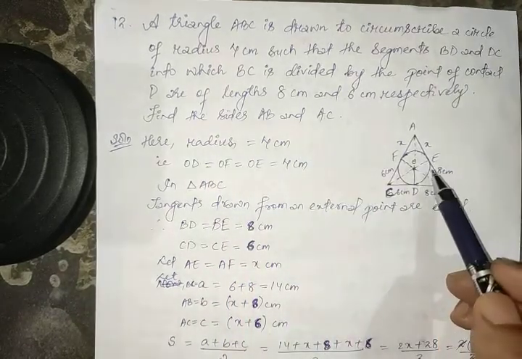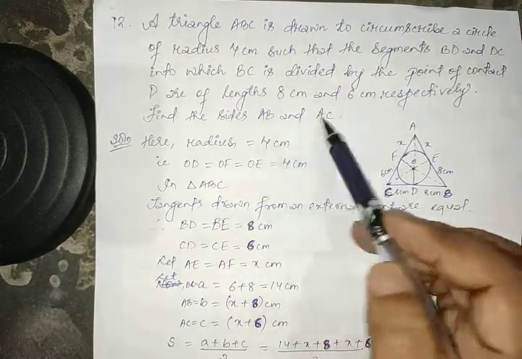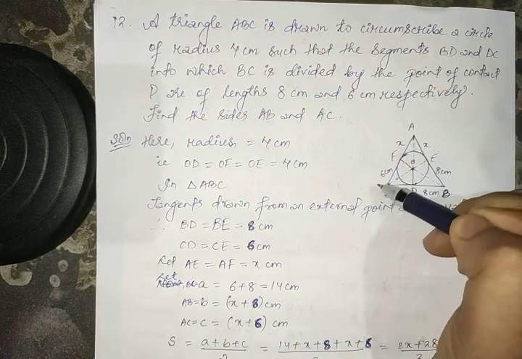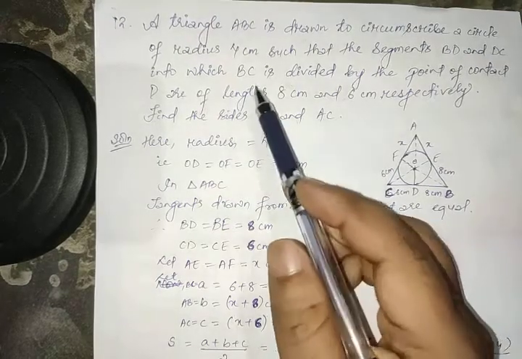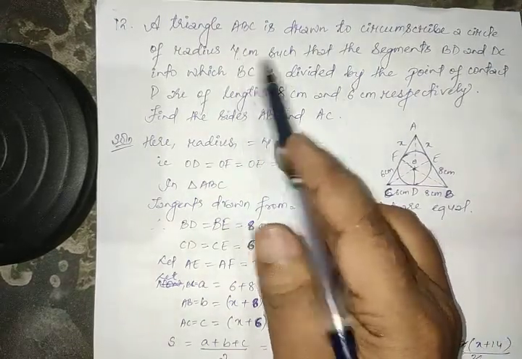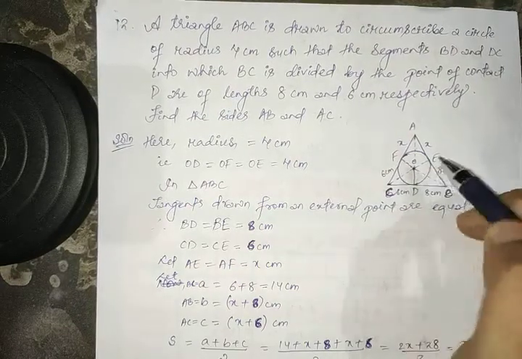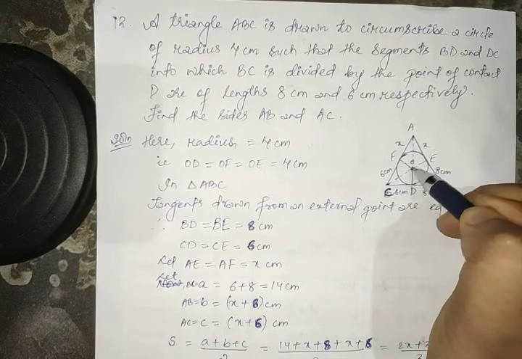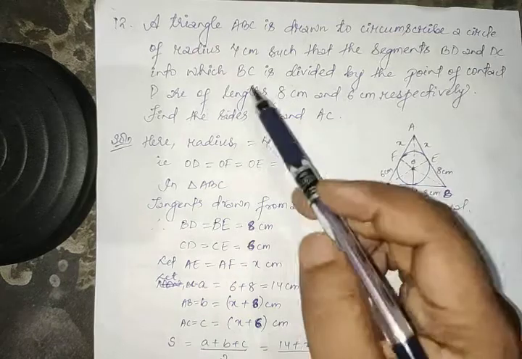So the figure is given. In this question we have to find the sides AB and AC. Okay, that means this side AB and AC. And what is given? See, radius is given, right? Radius is 4 cm. As you can see in the figure, this is the center of the circle and this is the radius. This OD, OE and OF are the radius, and all will be equal, that is equal to 4 cm.